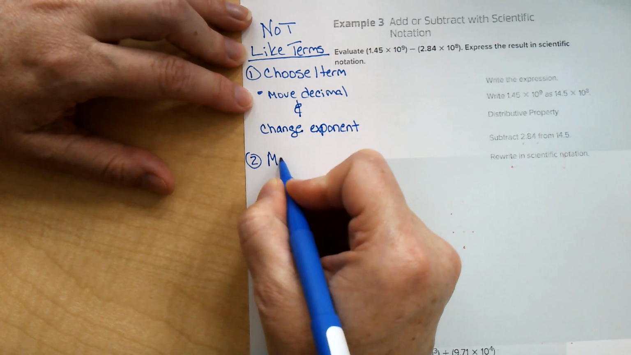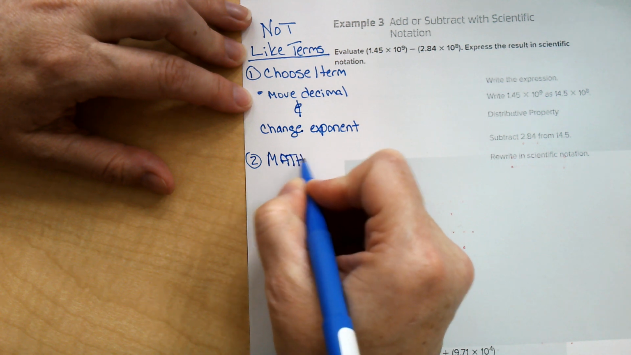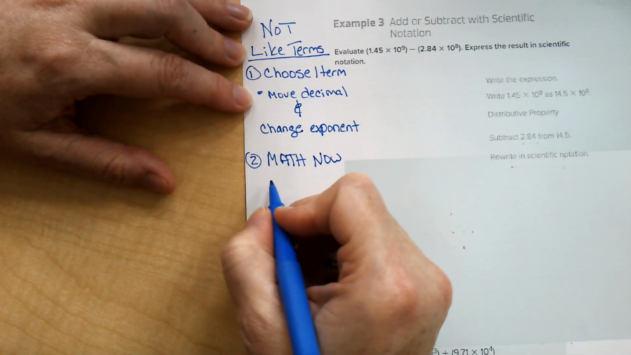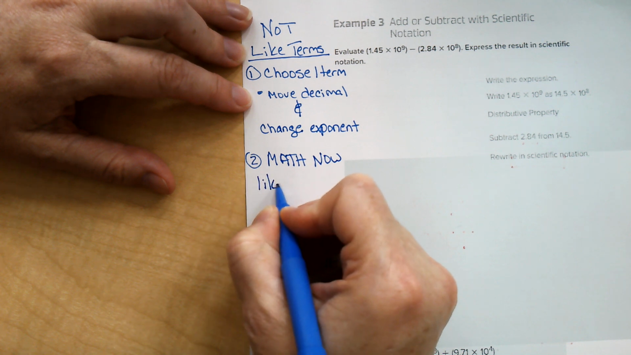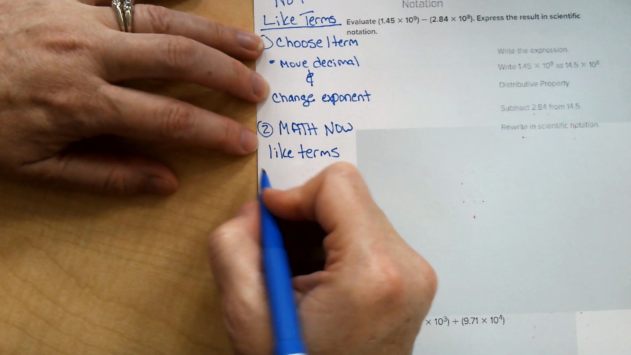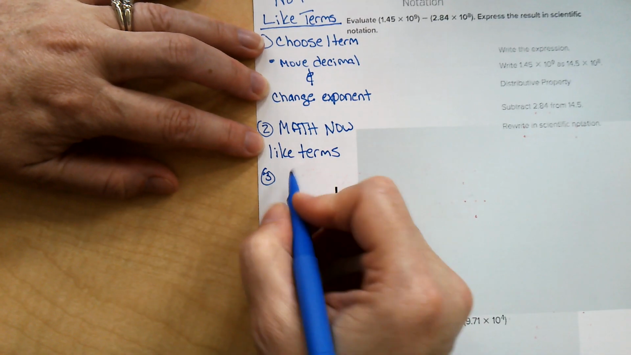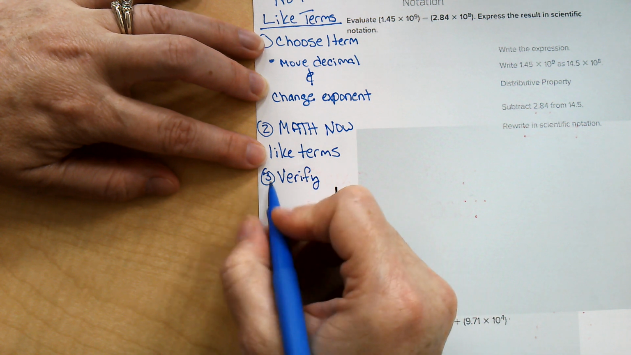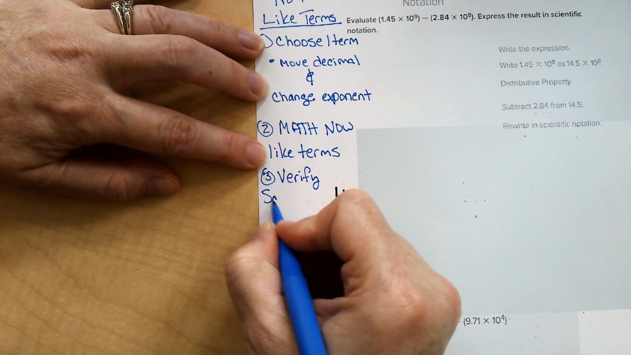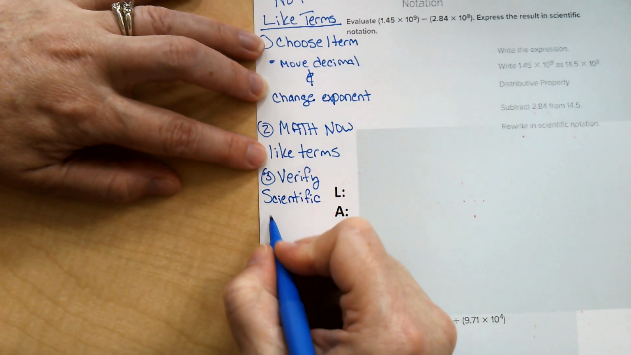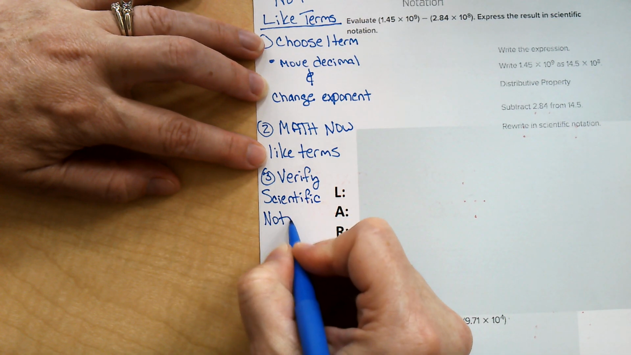So then you're going to math, because you know I like to make math a verb. So you math now the like terms. Okay. And since this is scientific notation, the very last thing we are going to do is verify that your answer is in scientific notation. And if it's not, we will get it there because it has to be in scientific notation. Okay.